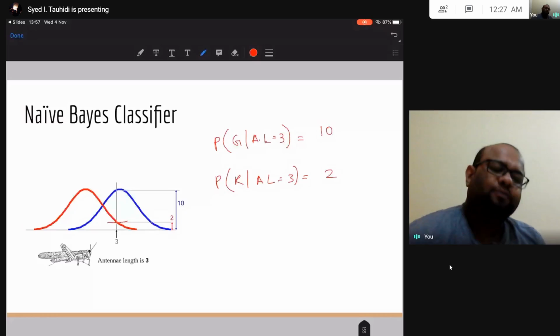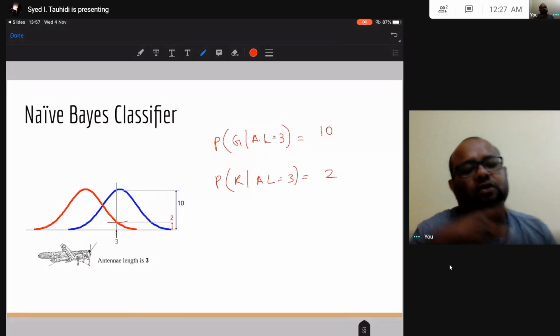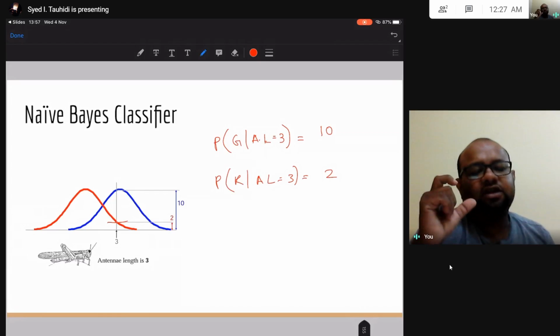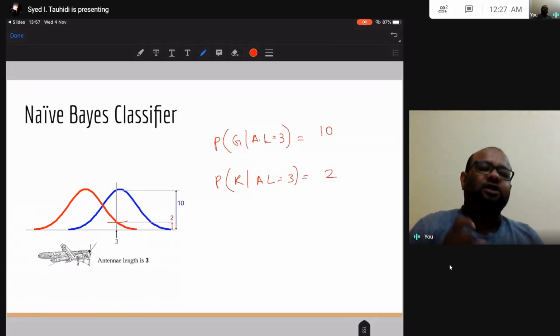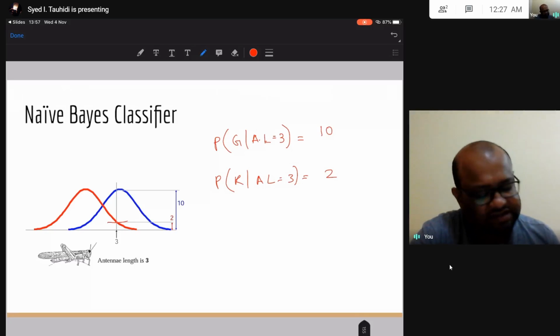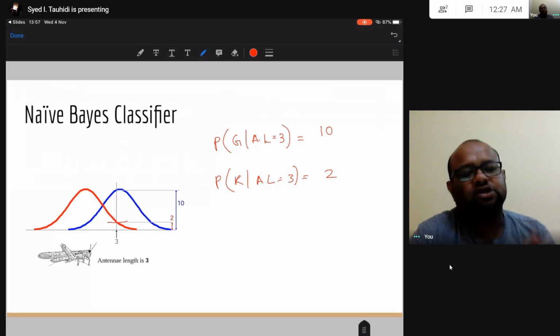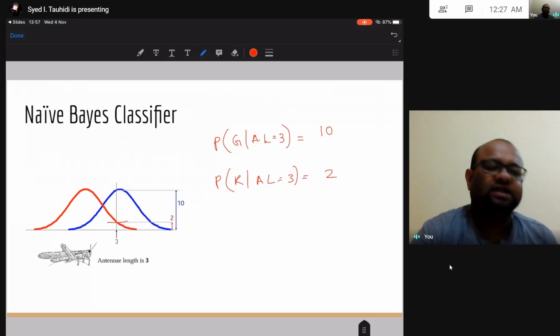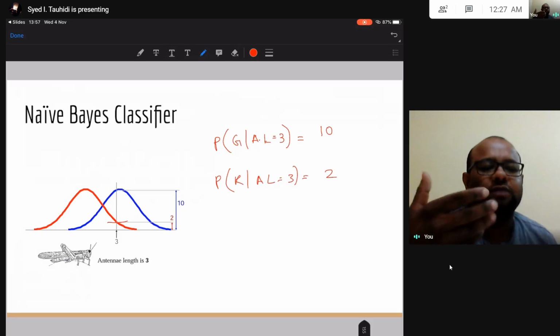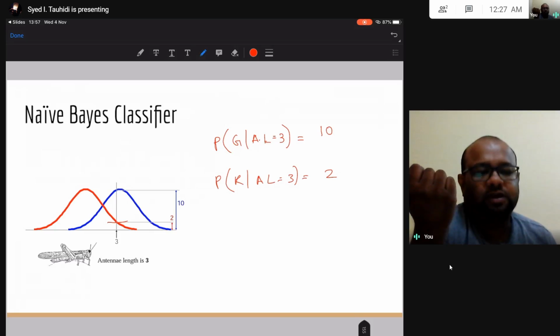Now the probability of grasshopper and the probability of katydid, these two are the only options that I have. So the probability of grasshopper plus the probability of katydid should be equal to 100% or 1. But here, when I add the probability of grasshopper and the probability of katydid, I am getting 12. 12 is not something that I am interested in. 12 does not make any sense when total probability should be 1.